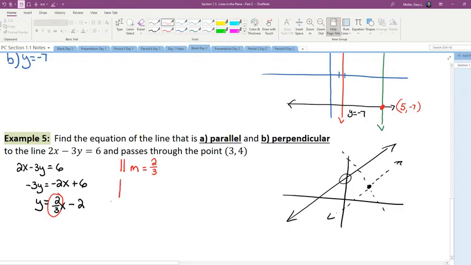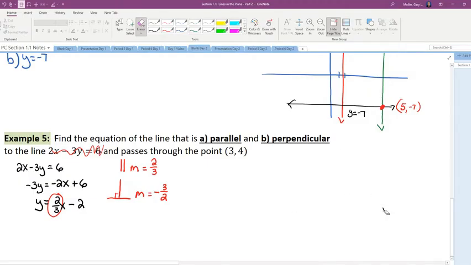My perpendicular slope is going to be -3/2. And then I don't need that line anymore. This line is done. So now I'm just going to take the point (3, 4) and find the equation of the line. So part A, I'm going to use this slope.